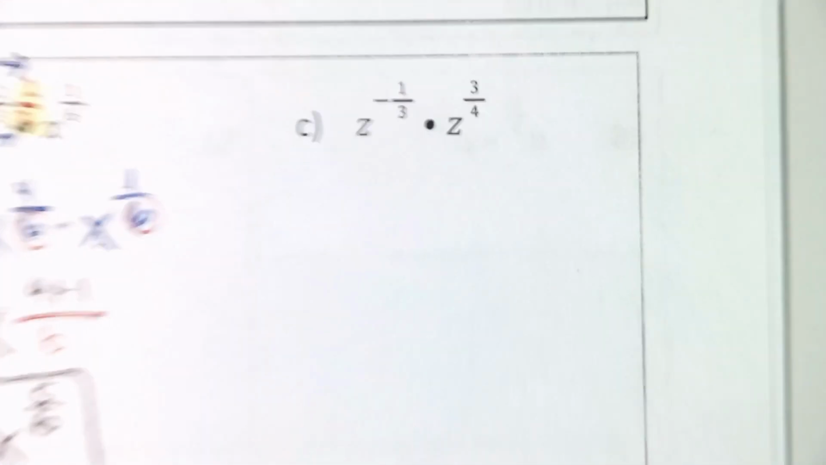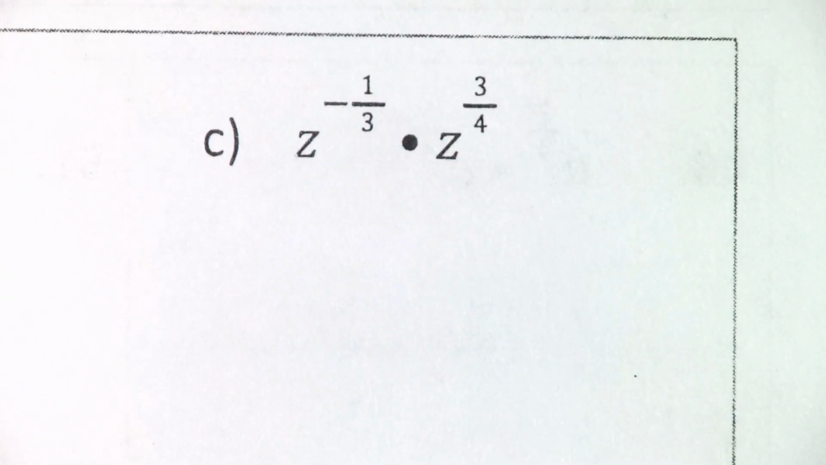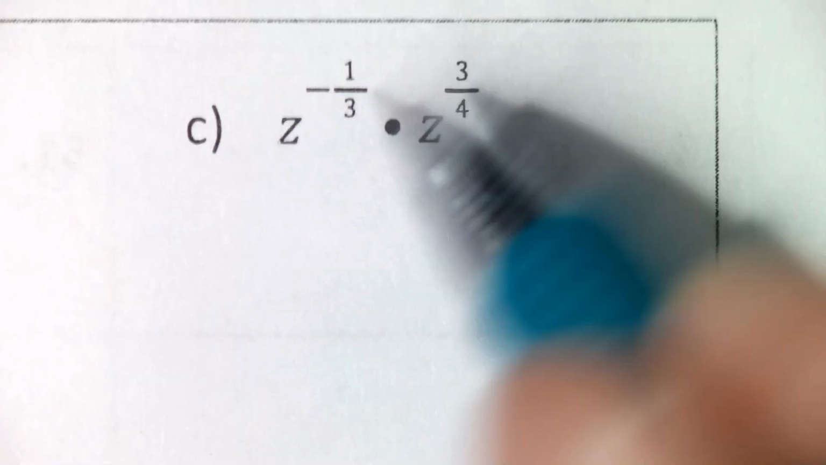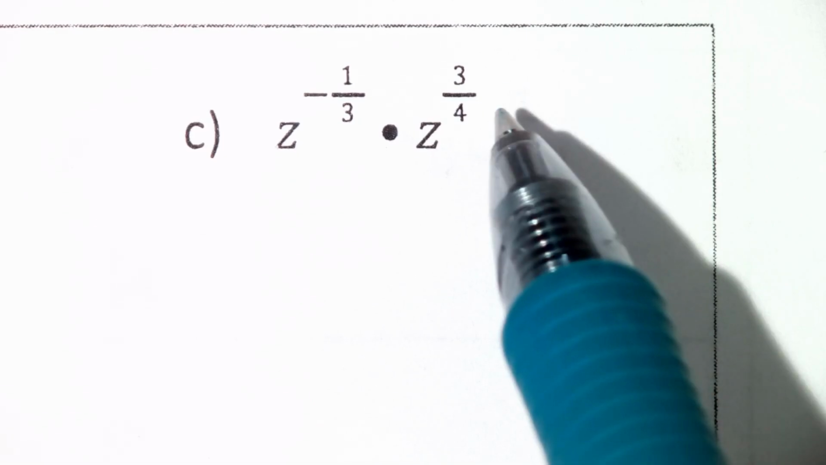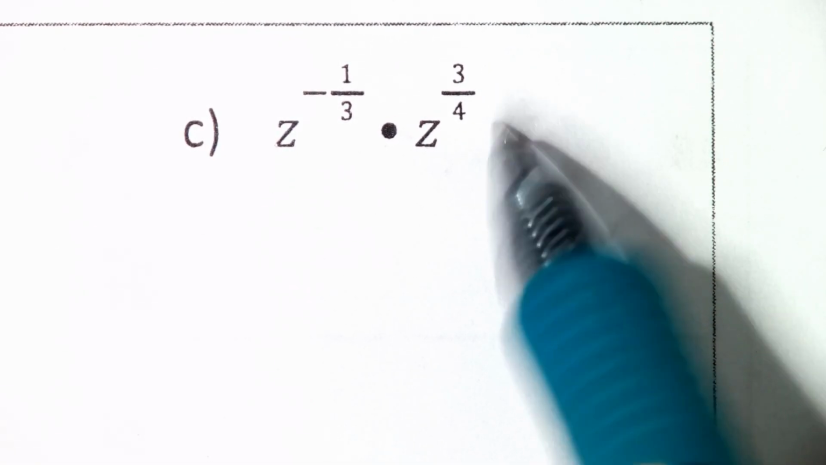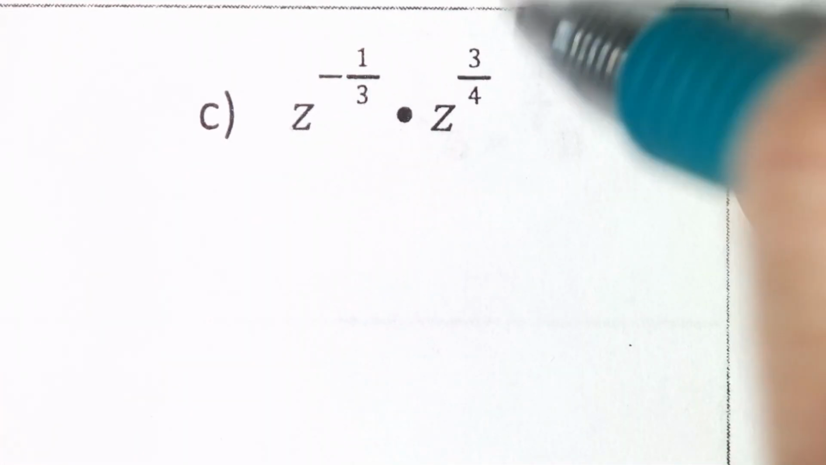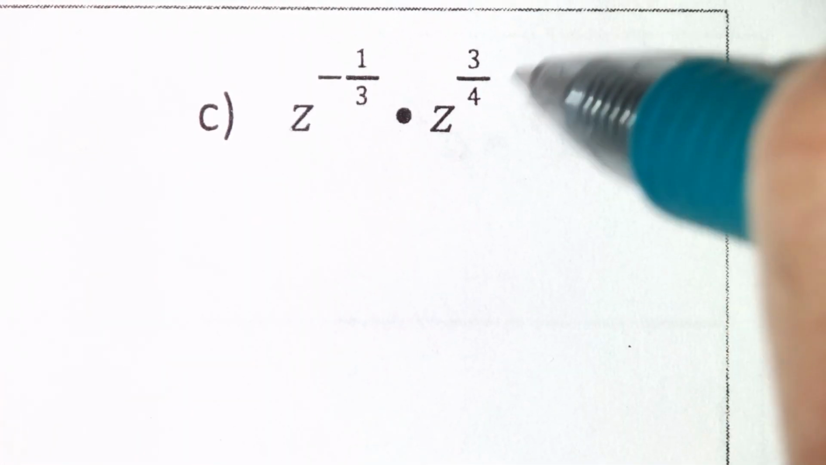Notice I have the base is the same there. I had 2 z's on the bottom. We're multiplying. So what we're going to do here is we're eventually going to add the exponents. But in order to add them, the denominator, the down part, has to be the same. So I'm going to have to think of a number.